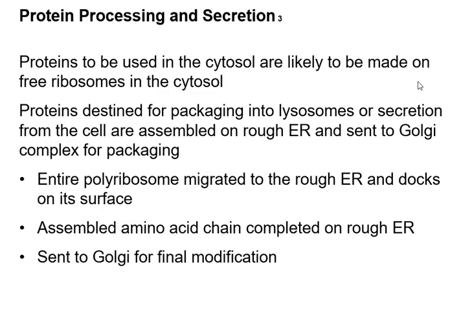So to summarize, the rough ER has ribosomes that are making proteins, most of which can be packaged by the Golgi apparatus and sent out of the cell. But you also have a lot of free ribosomes in the cytoplasm, and they're mostly used for making proteins that you need within the cell. So they're used in-house instead of exported.